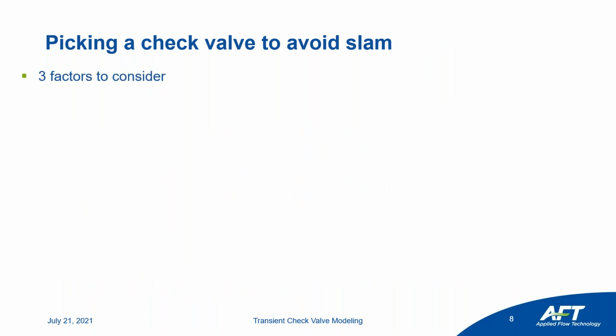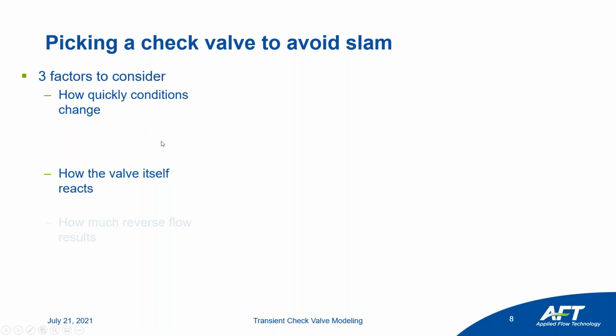So it comes back to the 3 factors that we're trying to consider. First is, how quickly are conditions changing? How does that check valve need to react if flow slows really gradually compared to if flow comes to a halt instantly? We can look at how the valve itself reacts. So our comparison of swing check valves to ball check valves to nozzle check valves, the distance they have to travel and how they're constructed, that's going to impact how it reacts to a particular event. Finally, depending on those 2 factors, how much reverse flow is going to result. And based on that reverse flow, what kind of pressure rise is going to be caused by that check valve coming to a close.